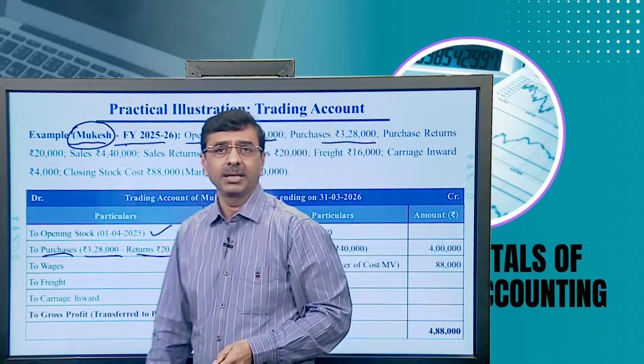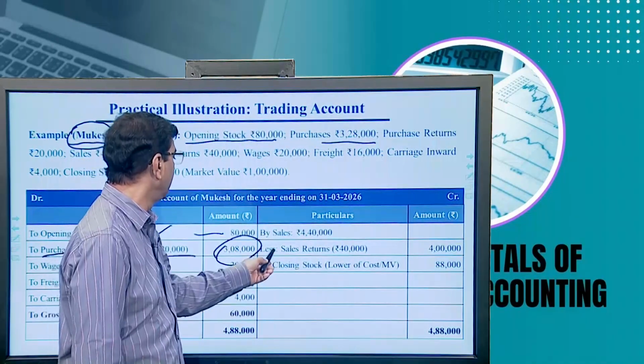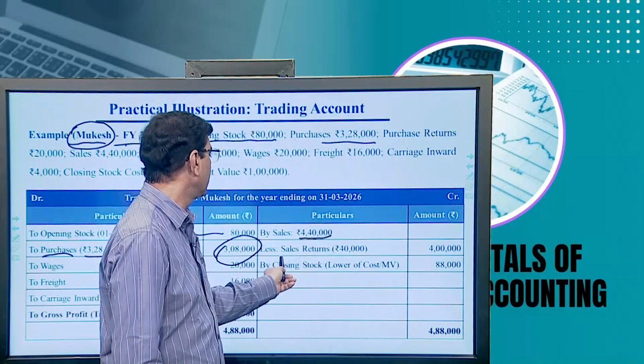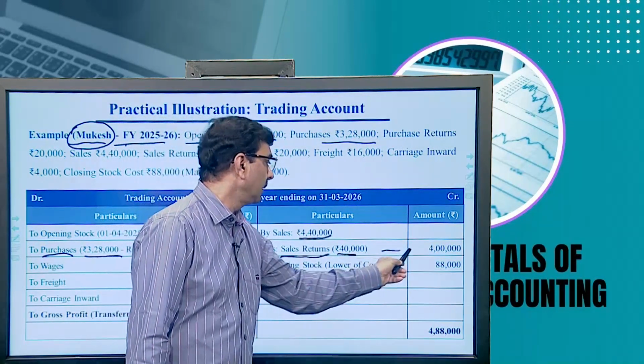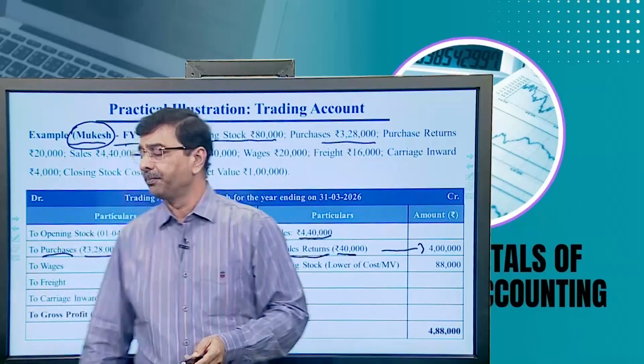Next is sales 4,40,000 minus sales return 40,000. It will be recorded on the credit side of the trading account. Sales is 4,40,000 minus sales return 40,000, and the net amount is 4 lakh.